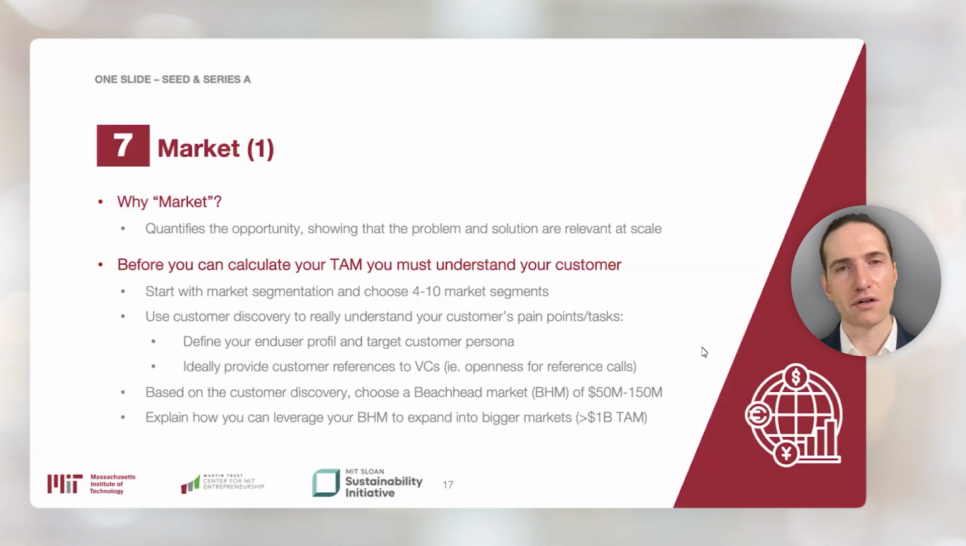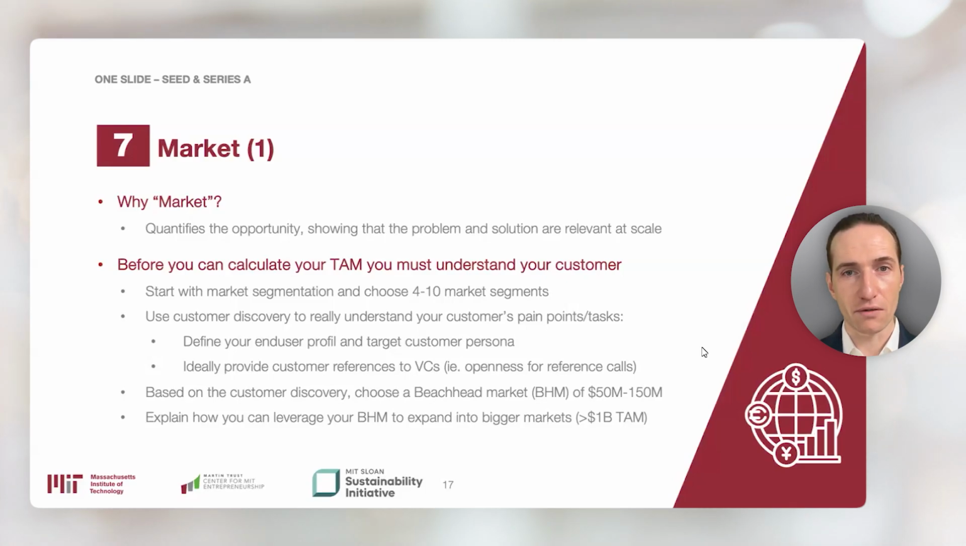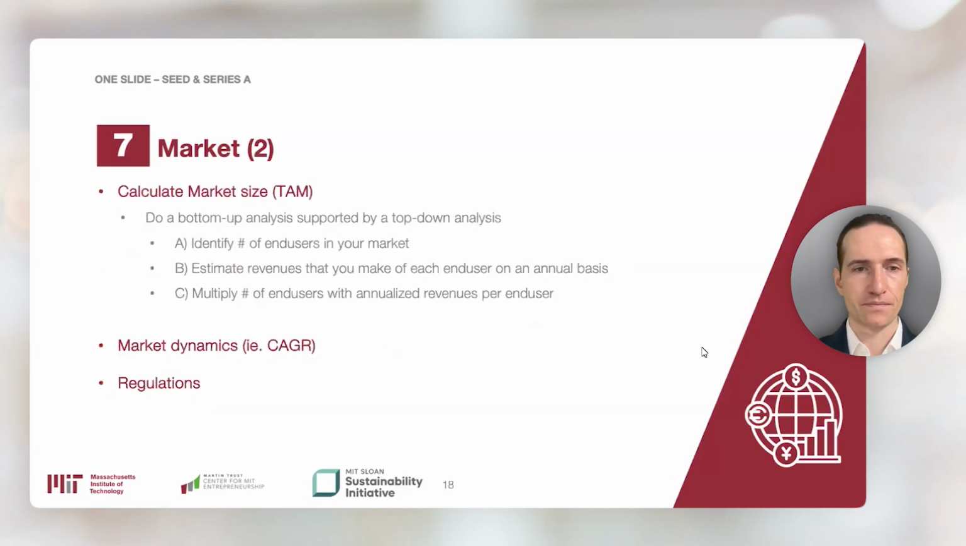So rather start with a smaller market, but then you have to explain to the VCs how you get from the smaller market to the larger market in the future. So you want to start with a 50 to 150 million TAM market, and then you expand to different TAMs, which at the end have like a 1 billion plus TAM in total. Those are the steps you need to consider when understanding your customer. But for now, let's see how you can calculate the TAM size of your market.